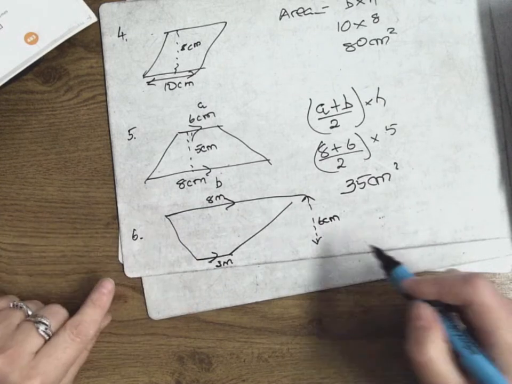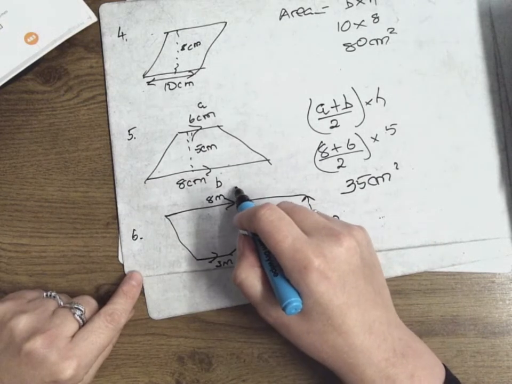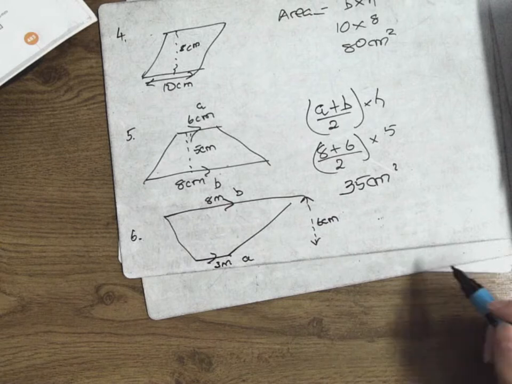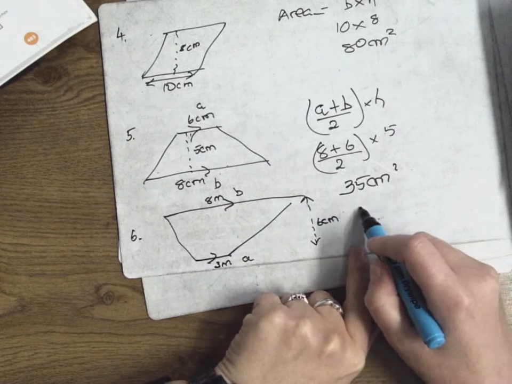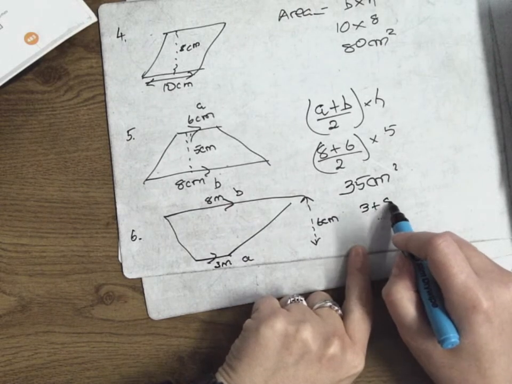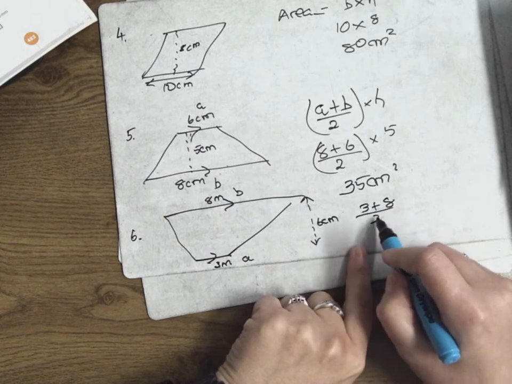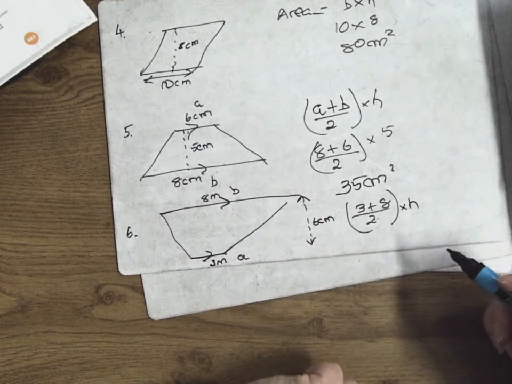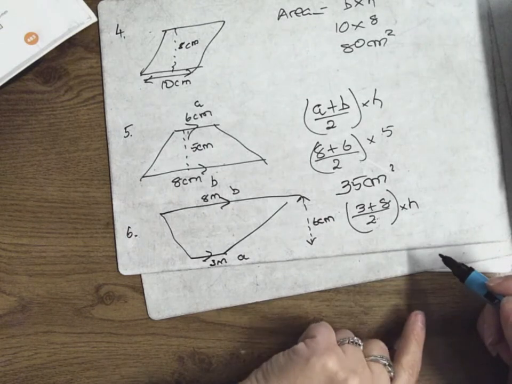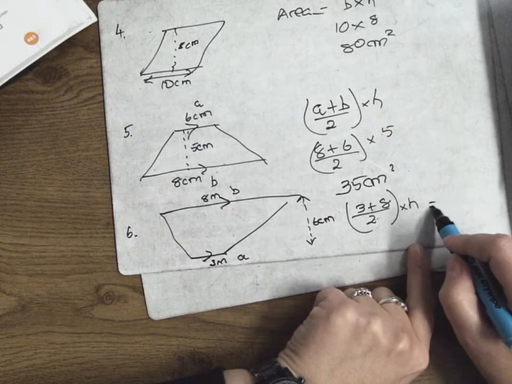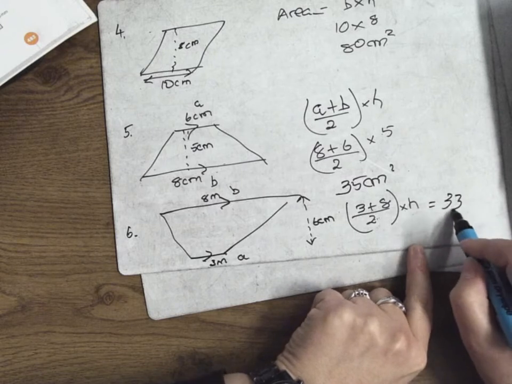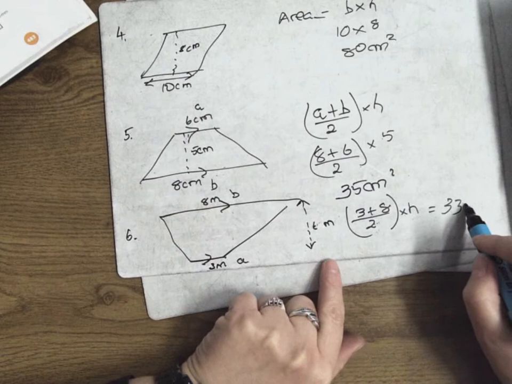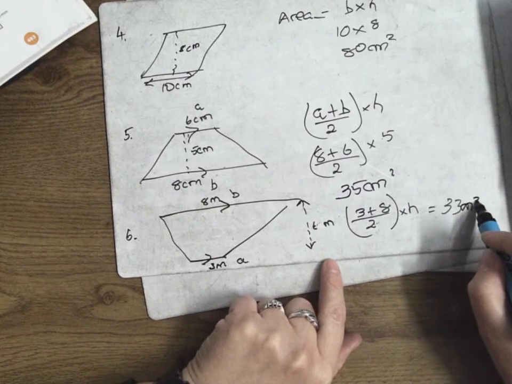So you call one A, one B, it doesn't matter. I'll reverse it just to show you can do it either way. So it's A plus B, which is 3 plus 8 all over 2 multiplied by H. That's 11 over 2, which is 5.5, multiplied by 6 is 33 centimeters squared. Sorry, I was meant to do those in meters, so 33 meters squared.